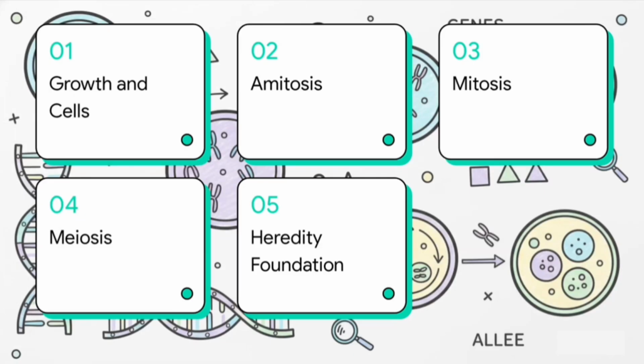Here is our quick roadmap for this explainer. First, growth and cells. Then, amitosis, mitosis, and meiosis. And finally, the foundation of heredity. Basically, we'll look at the three main ways cells divide and then wrap up by looking at the actual biological code that makes you, well, you.